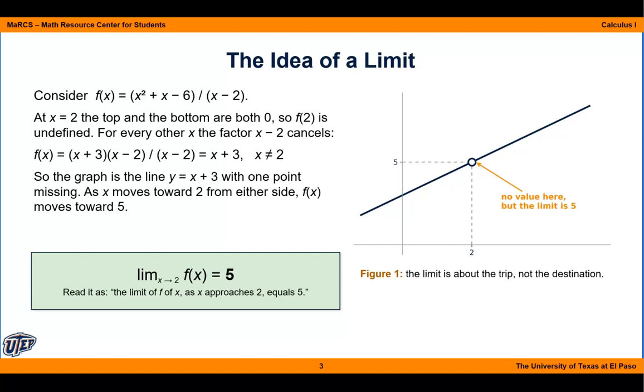Notice that we are not asking what the function equals at 2. The function is not defined there. Instead, we are asking what value the function approaches as x gets closer to 2. That is why the limit is about the trip and not the destination.